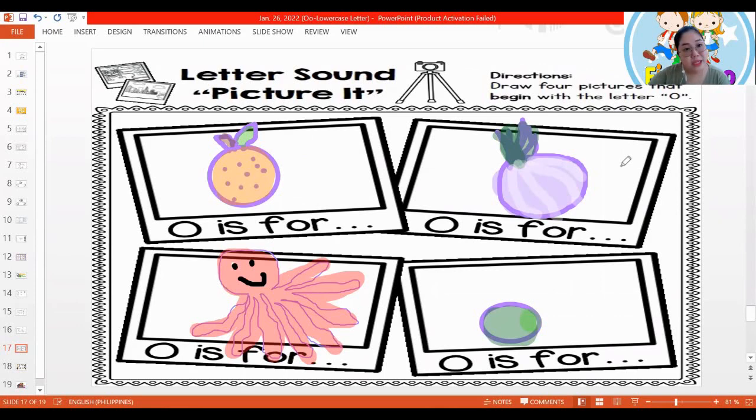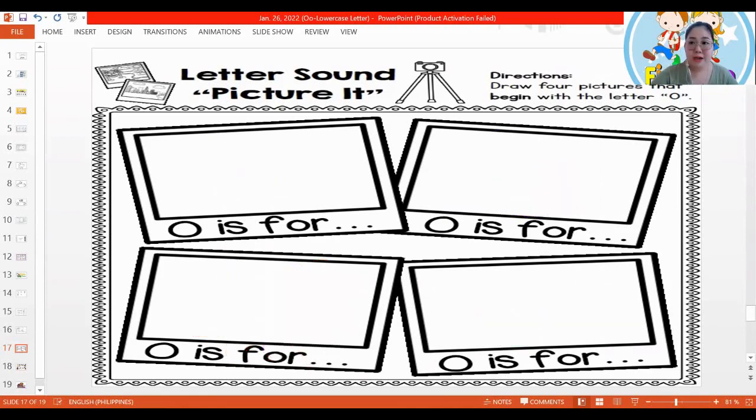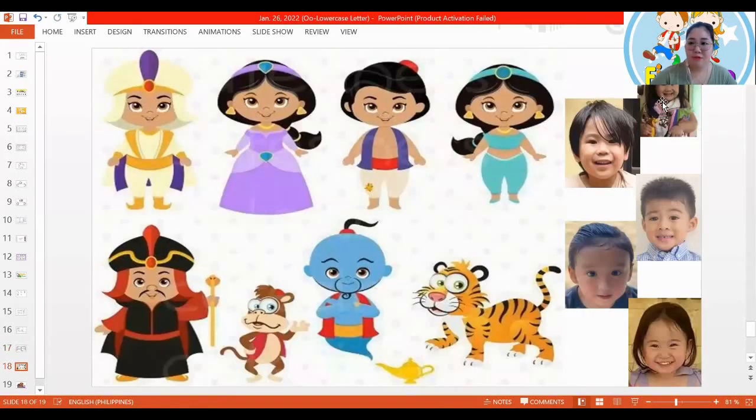Did you draw the same pictures as teacher? Wow, very nice. And what letter, sorry, did we learn today? We learned about the letter O. And also, did we learn how to write capital letter O? Yes, we did. How about lowercase letter O? Yes, also.